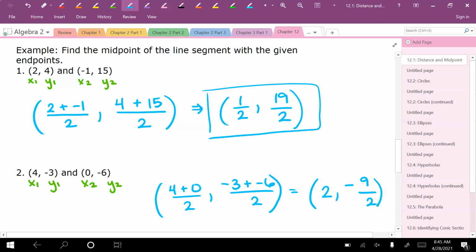All right, so I plugged that one in and I got the answer 2 and then -9 over 2. Let's turn our page over here.